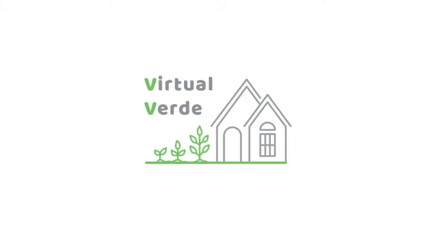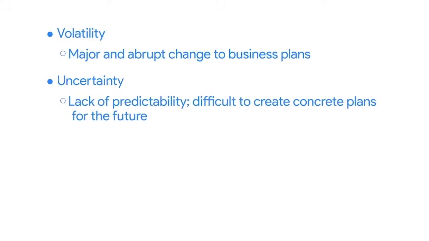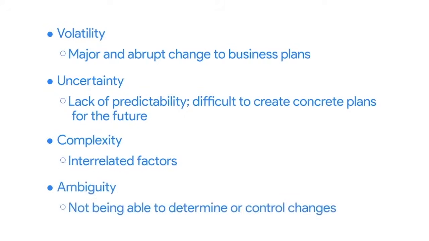What environment did Office Green face? Volatility, uncertainty, complexity, and ambiguity. They experienced volatility in the form of a major disruptive change to their business plans. Uncertainty through a lack of predictability, which made it difficult to create concrete plans for the future. A high level of complexity due to interrelated factors like suppliers and the economy, and they experienced ambiguity by not being able to determine or control what might cause future changes.